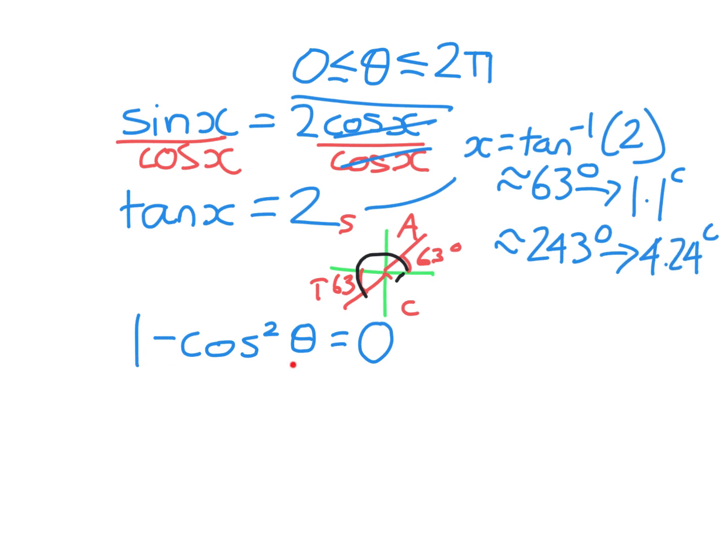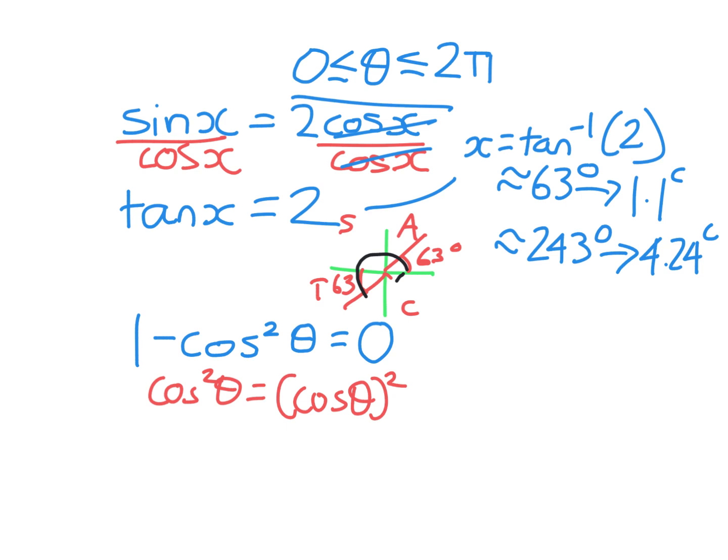All right, let's solve 1 minus cos squared theta equals 0. So just so you know, cos squared theta is actually the same as cos of theta, squared. The reason that we write it like this is we just don't want ambiguity. If you put cos theta squared, it might be a bit ambiguous. Are you squaring just theta or are you squaring the whole thing?